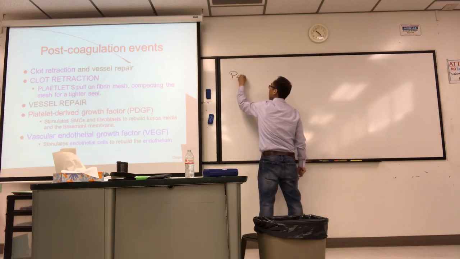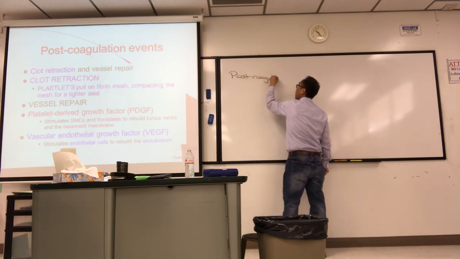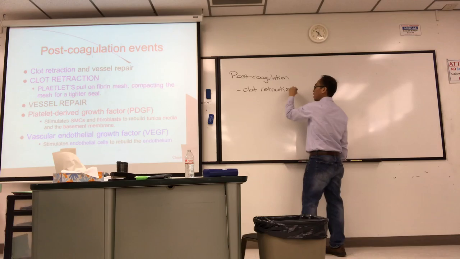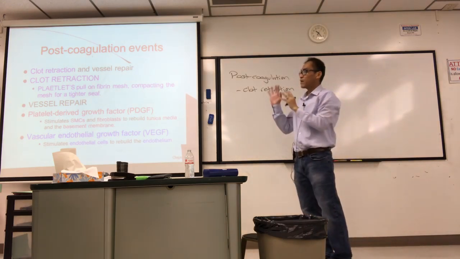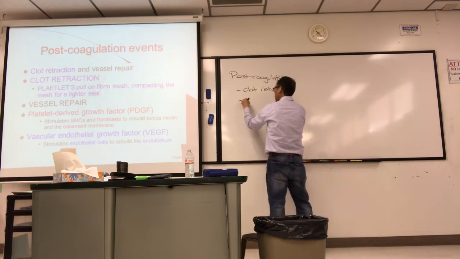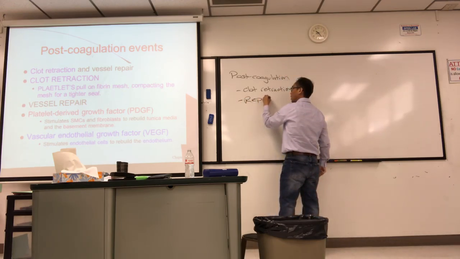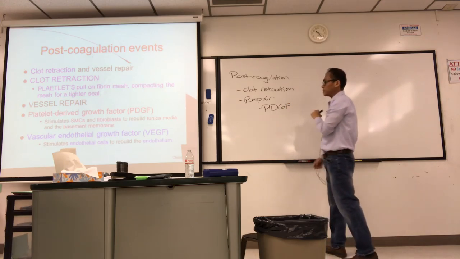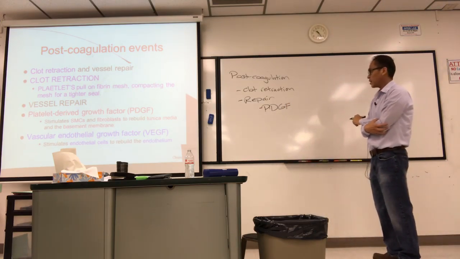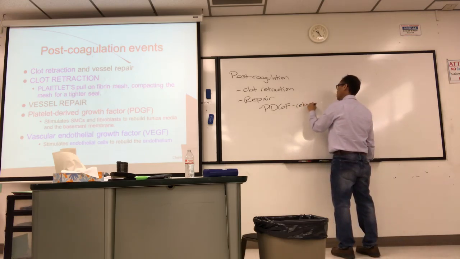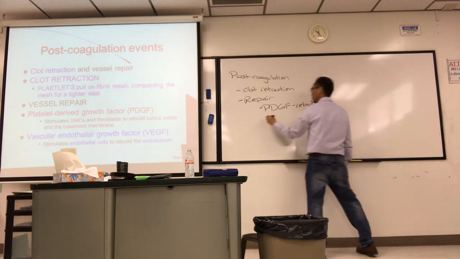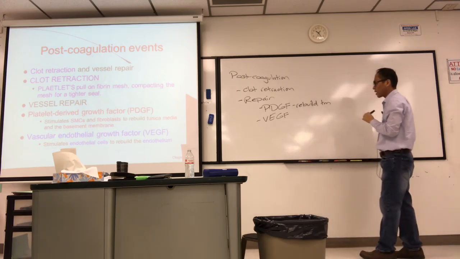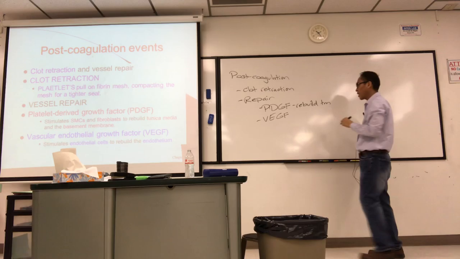Coagulation. Clot retraction, like I said, gets a tighter seal. Now the vessel can repair. In terms of repair, I would note the growth factors, PDGF and VEGF. Platelet-derived growth factor helps rebuild the basement membrane and tunica media. VEGF, vascular endothelial derived growth factor, will help rebuild the endothelium of the tunica intima.